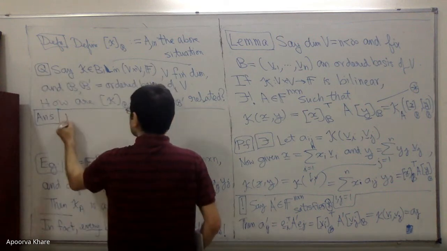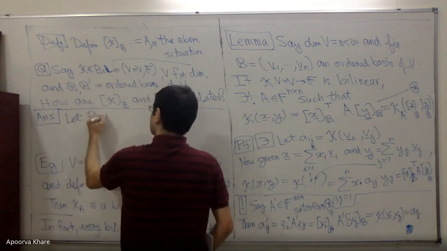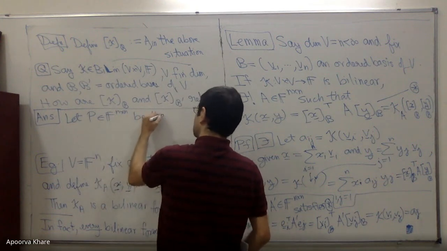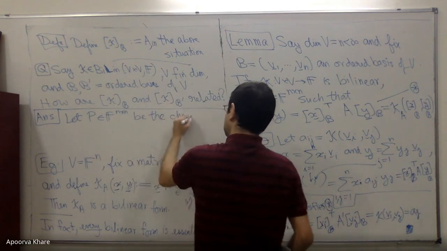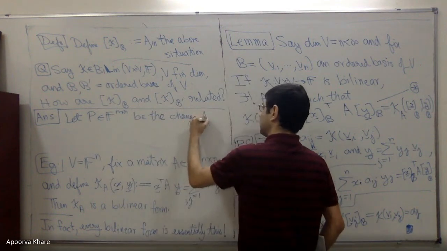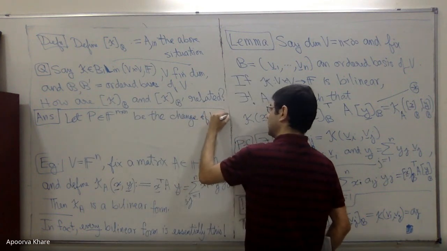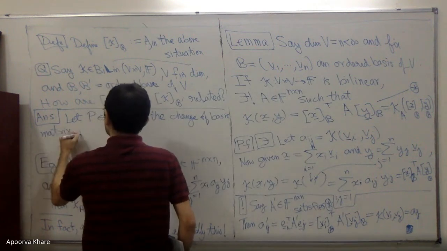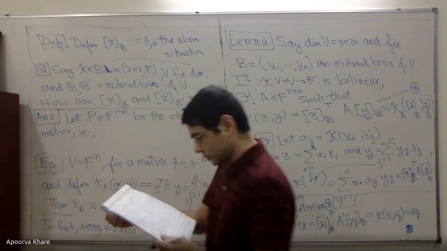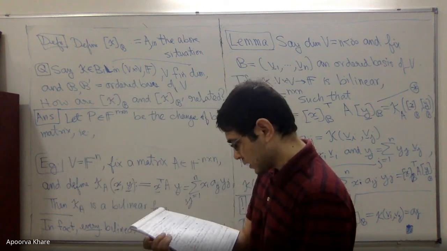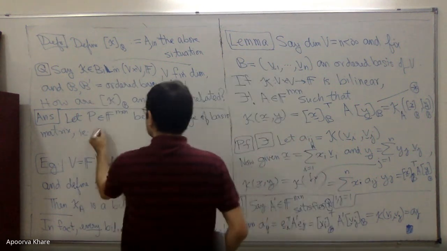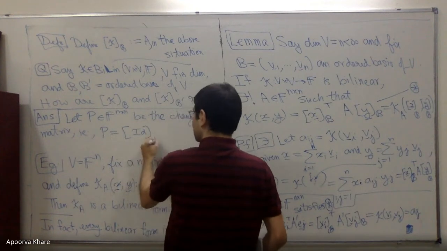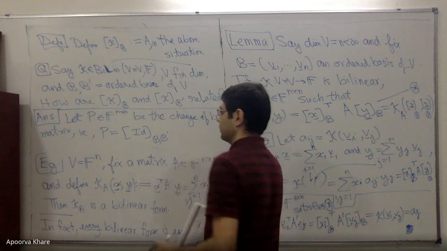Okay, so let P belong to F^(n×n) be the change of basis matrix between the two bases. This is where I always get confused with the convention. One has to make some choice. So P is the identity with respect to B and B prime. Take the identity linear transformation on V with respect to B and B prime.